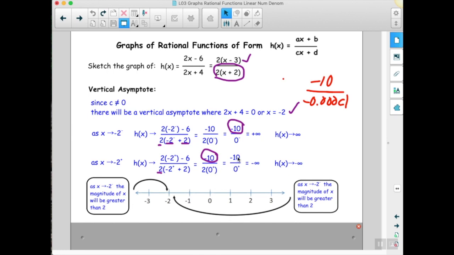Now we have negative 10 divided by 0 positively. Again, because that's a positive times this positive gives me 0 positively, and a negative divided by a positive is negative, so this is going to be heading to negative infinity.